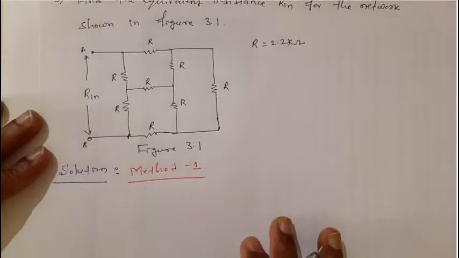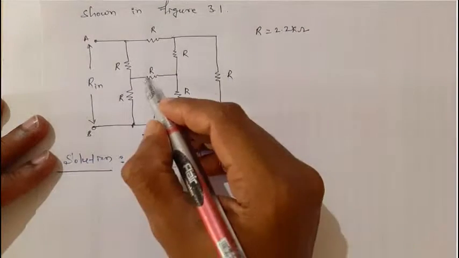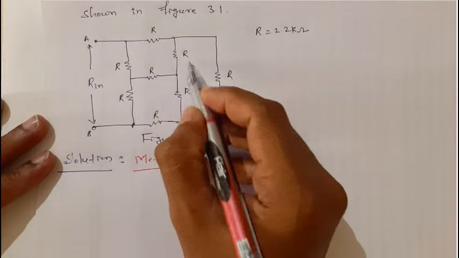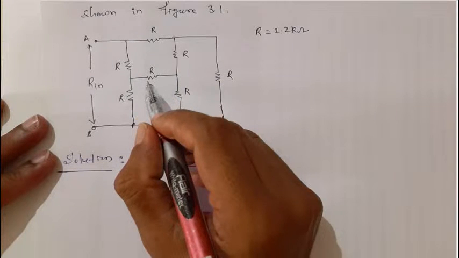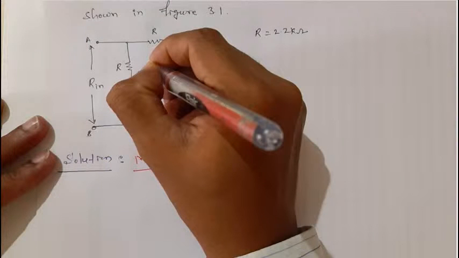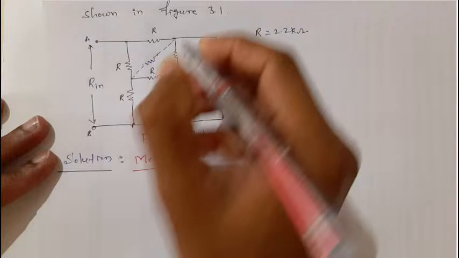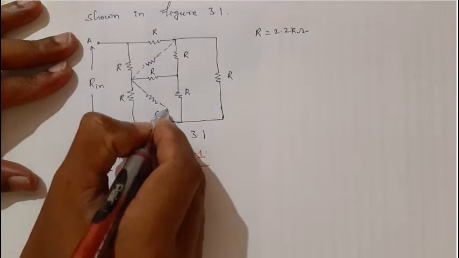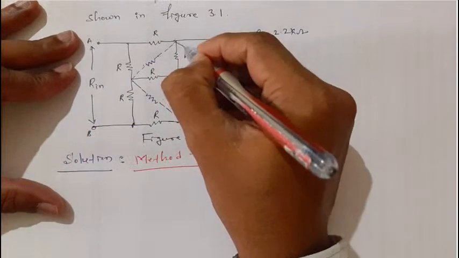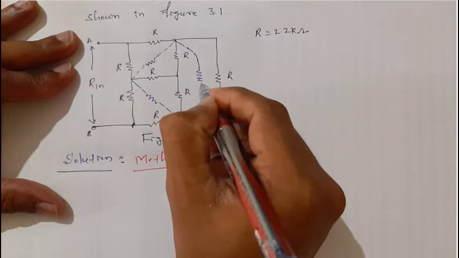So in this method, initially I am going to convert this given T network. Inside this you can see there is a T network, 1 2 3. This network I will convert to a delta network like this.